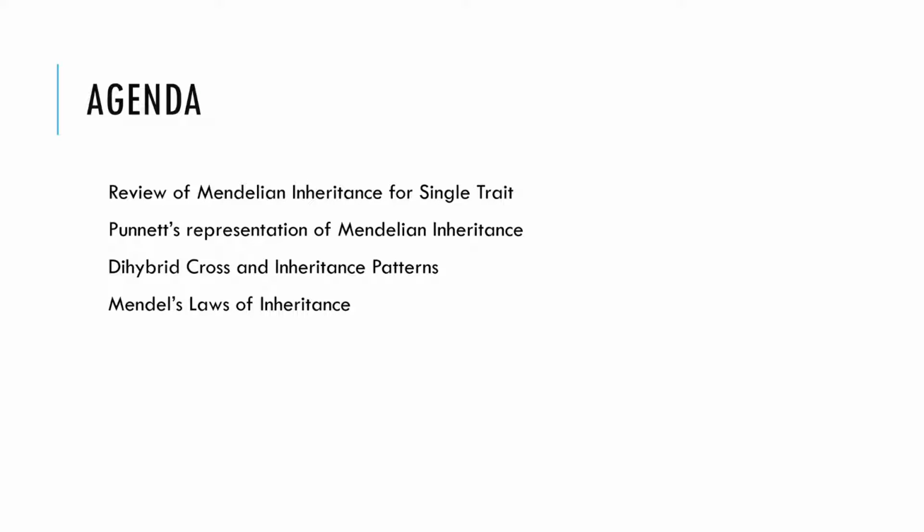For the agenda, we will quickly review the Mendelian inheritance for a single trait that we covered in the last lecture. We will then look at Punnett's representation, or Punnett square, for Mendelian inheritance. We will look at dihybrid cross and its inheritance patterns. Finally, based on all these results, we will derive Mendel's laws of inheritance.